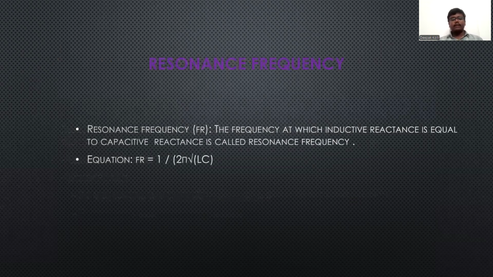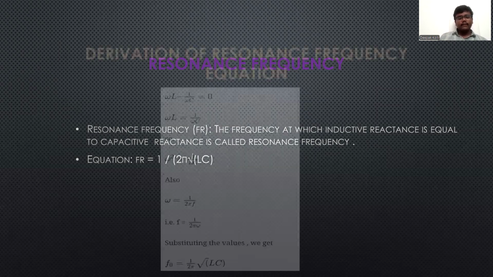Next, resonance frequency. The frequency at which inductive reactance is equal to capacitive reactance is called resonance frequency. That means at a particular frequency, the inductive reactance will be equal to the capacitive reactance. This frequency is called the resonance frequency. Equation for resonance frequency is Fr equals 1 by 2 pi root LC.